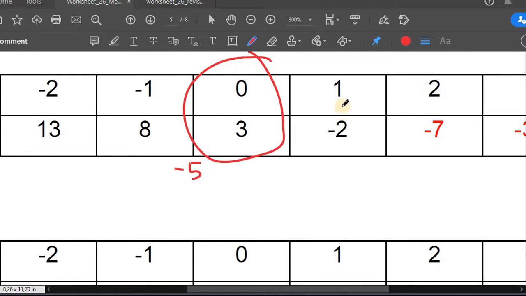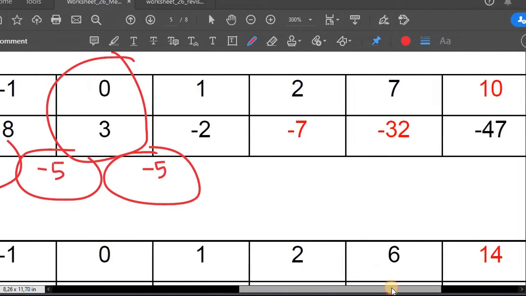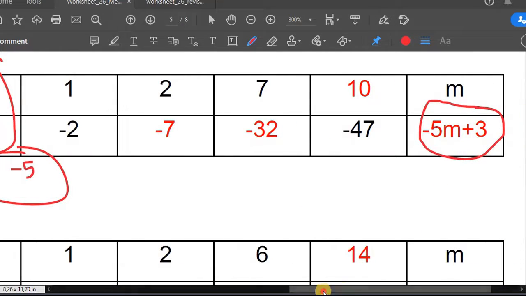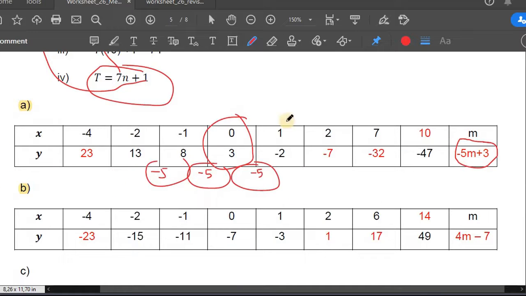I got -1, 0, 1, so I'm stepping in 1 here. 8 minus 5 will give me 3. 3 minus 5 will give me -2. Even here, 13 minus 5 will give me 8. I hope you realize that I've got a constant difference of 5. Therefore, I put my -5n. My term 0 was 3, so I put the 3 there. Once I have that, I could sort this out easily.